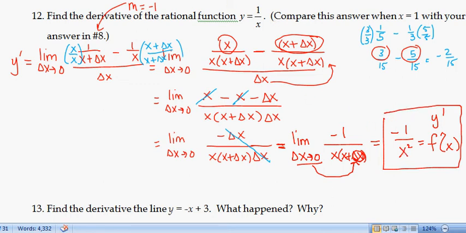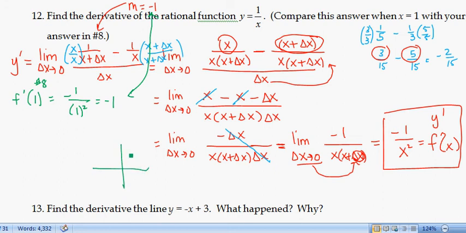Let's compare this answer to what we got for particular values. So f prime of 1 is what number 8 was asking us to do. According to our function, this would be -1 over 1 squared. So that's -1, and that confirms what we got in the previous problem. So think about the graph of y equals 1 over x. This sketch is not so good. At positive 1, we had a slope of -1. That makes sense. But I could very quickly find other ones, like say I want to find f prime at, I don't know, -5. So that's going to be -1 over -5 squared. That's -1 over 25.